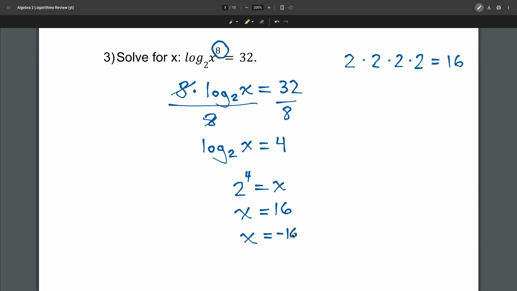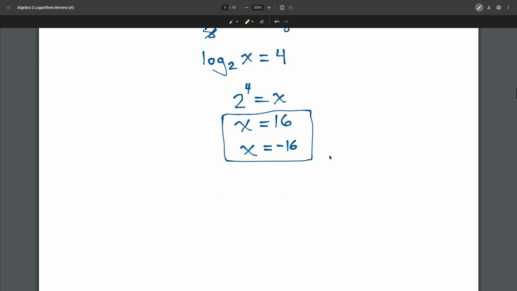The number can be negative here because this original exponent 8 is an even number. So when you raise a negative number to an even power, you get a positive output. You can't take the logarithm of a negative number, it's going to be undefined. But if you take it of a positive number, you're okay. So in this particular case, because of the even exponent, we also get the negative solution. Okay, let's keep going.